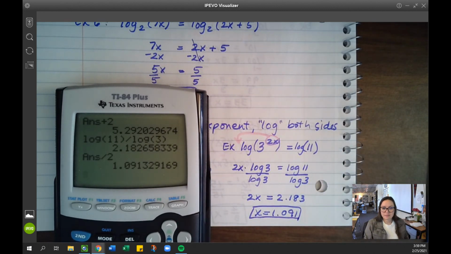And there you have it. That is it for the 7.5 notes. We will definitely do practice with this when I see you in class next time.